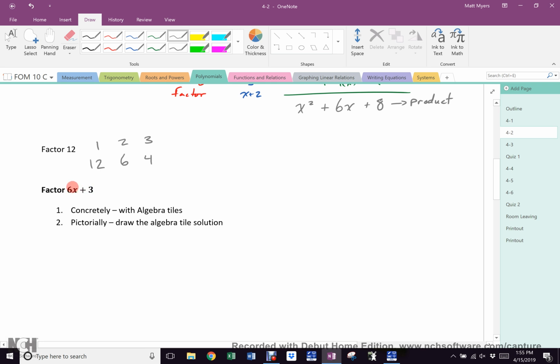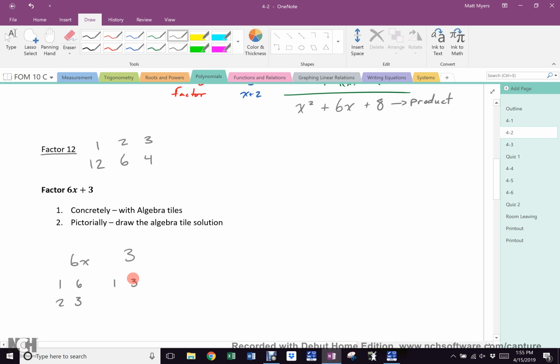I have 2 parts to this, don't I? I have 6x and I have 3. How could I break down 6x? What are my options if I was asked to factor 6? It could be 1 and 6 or 2 and 3. Agreed? What is the ways I could break down 3? 1 and 3. It's the only way I can do it, yes?